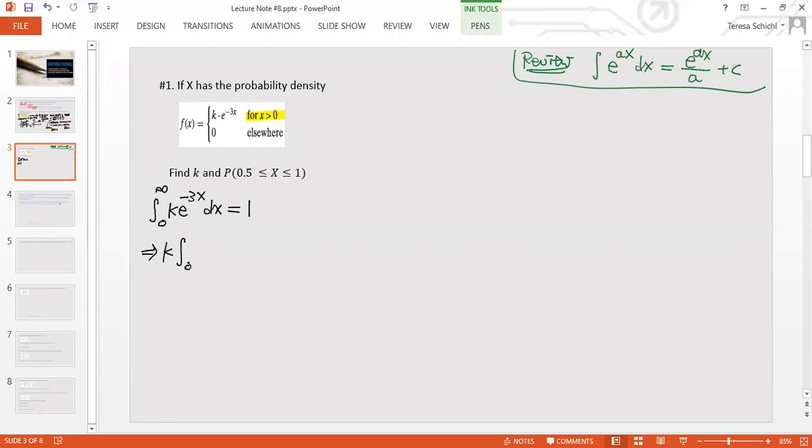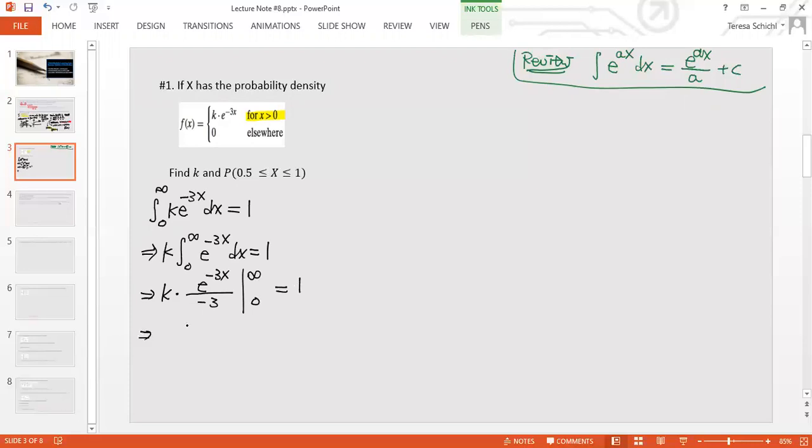So this is 0 to infinity, e to the negative 3x dx, equal to 1. And then, like I said, we use the formula I just put here. So this will be negative 3 e to the negative 3x, right? Then this is the definite integration, so you put in infinity and 0. This one will be equal to 1.